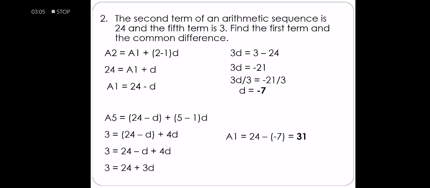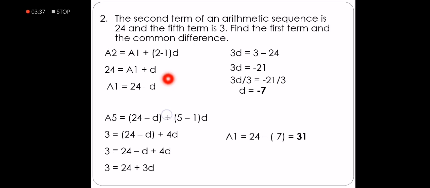The next question, so the second term of an arithmetic sequence is 24. Take note of that. And the fifth term is 3. Find the first term and the common difference. So this time, hindi na given yung a sub 1 and our common difference. Ang hahanapin natin ay yung ating a sub 1 at yung ating common difference. Magbe-base lang tayo doon sa ating given, which is the second term and the fifth term.